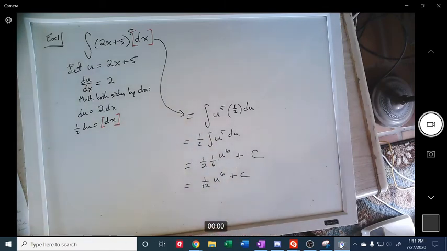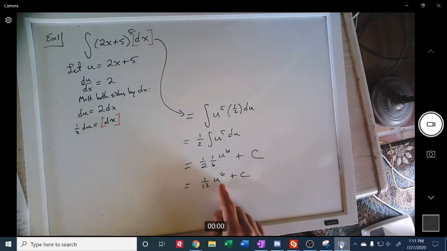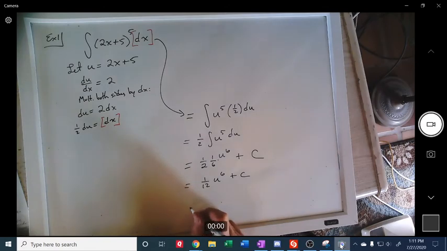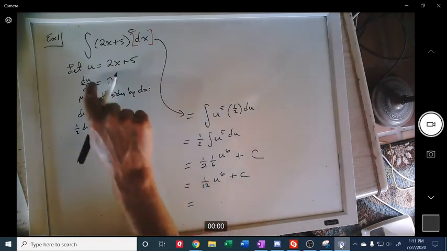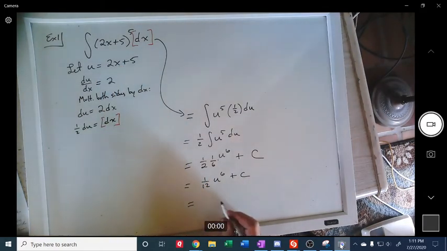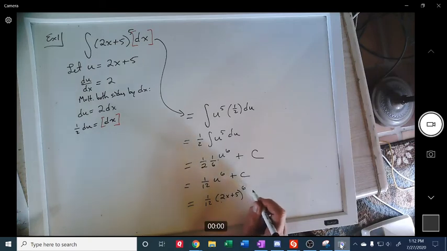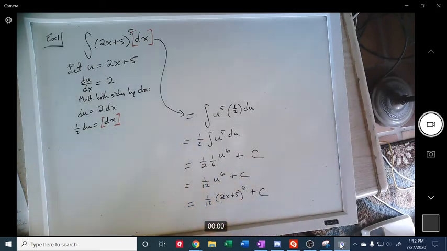Now I'm done, except I can't leave my answer in this format. The original problem didn't have u's in it. It had x's. So I have to reverse my substitution, go back to here, replace the u with 2x plus 5, and I'm done.